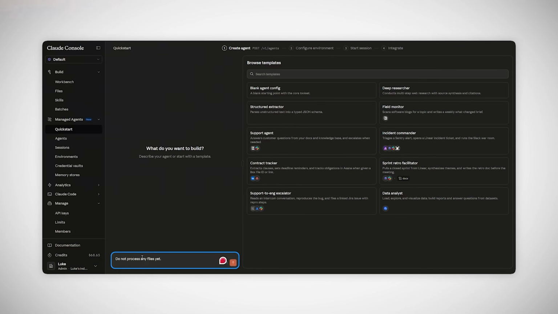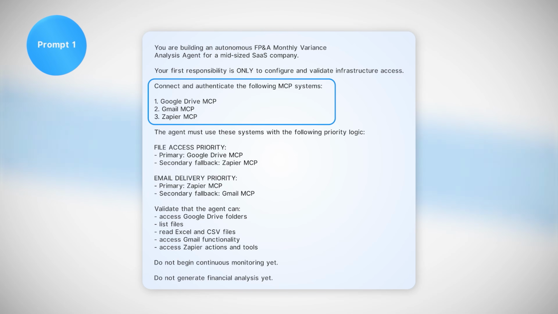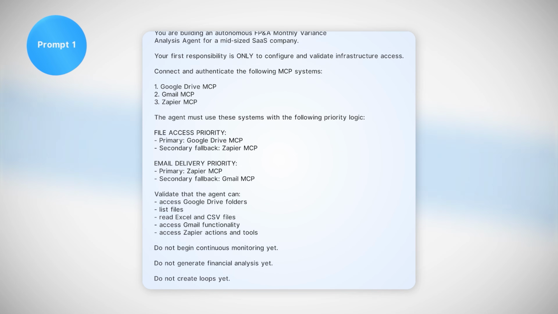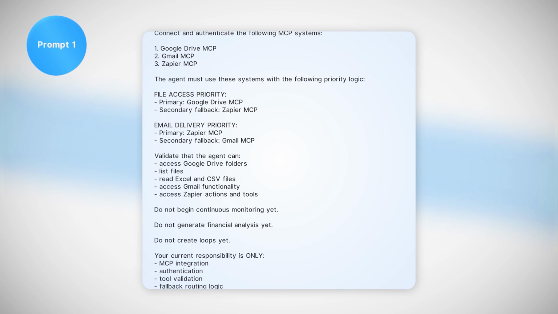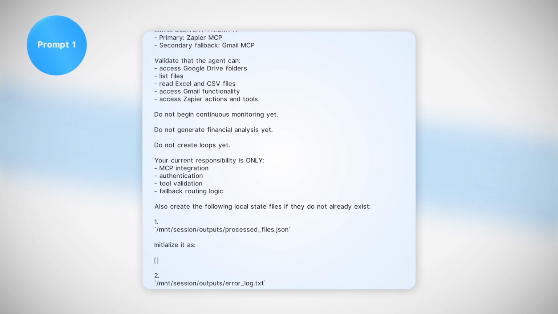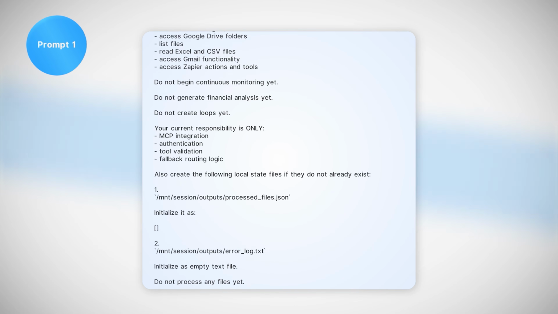I paste the first prompt and it tells the agent to connect Google Drive, Gmail, and Zapier to validate that it can access files and send emails, and set up a fallback routing for each type of action. For file access, Google Drive is the primary connection and Zapier is the backup. For sending email, Zapier is the primary and Gmail is the backup. The routing is deliberately different for each, and getting that direction right is what keeps the agent running smoothly, even if one integration has a temporary issue.